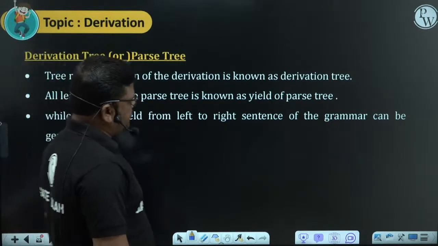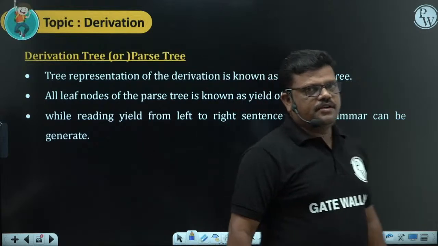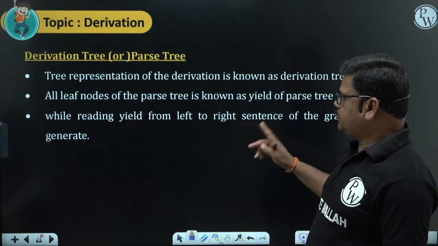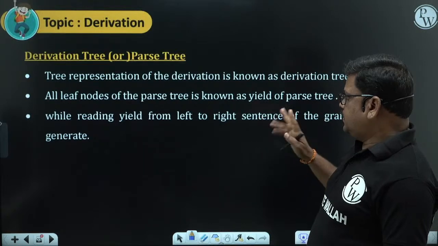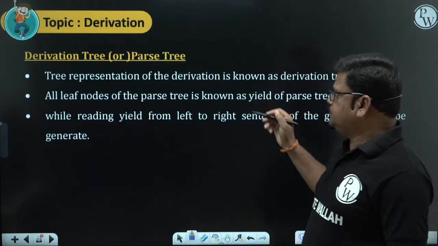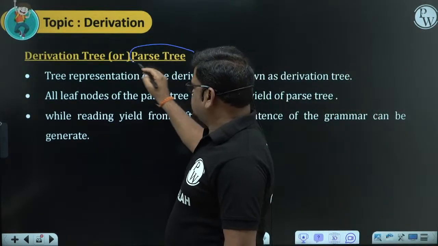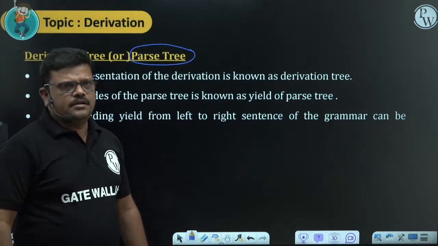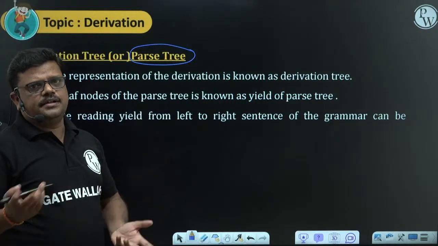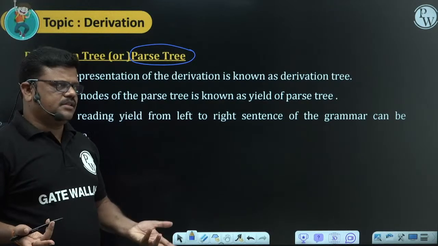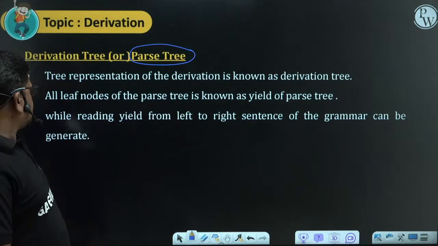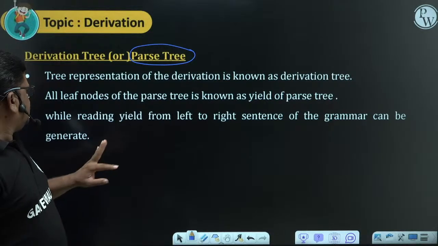Derivation tree. The derivation tree is the famous one. So in today's session, let me explain the derivation tree for some examples. Derivation tree or parse tree. The representation of derivation in tree structure is called a parse tree. All leaf nodes together form the yield of the parse tree.